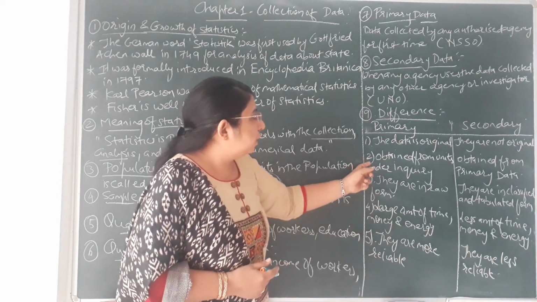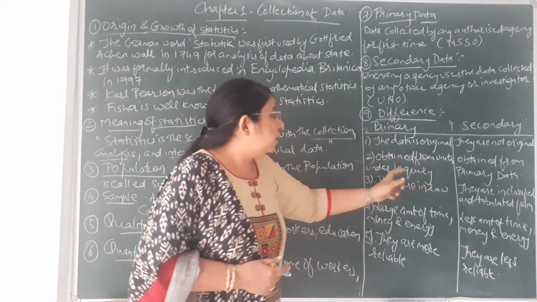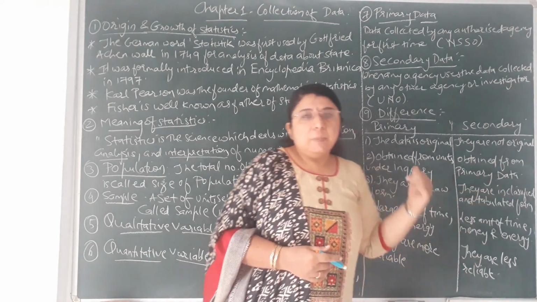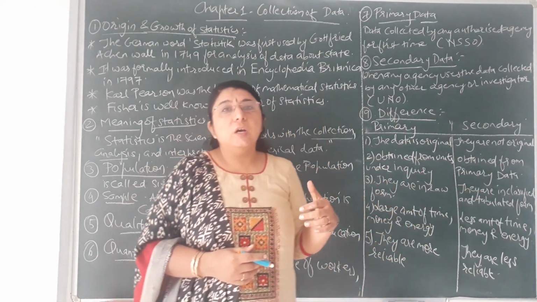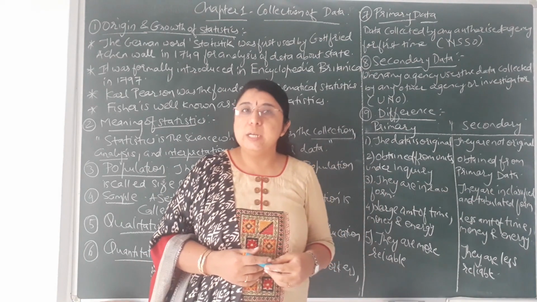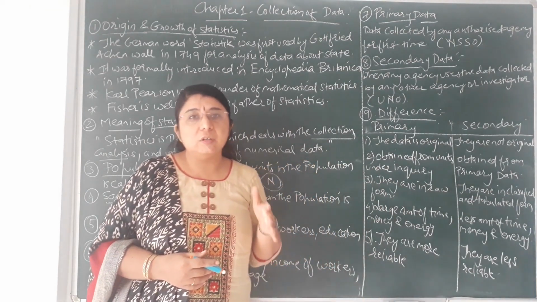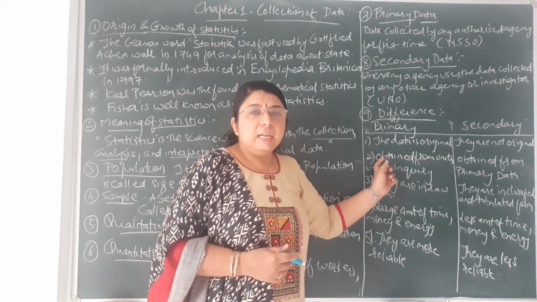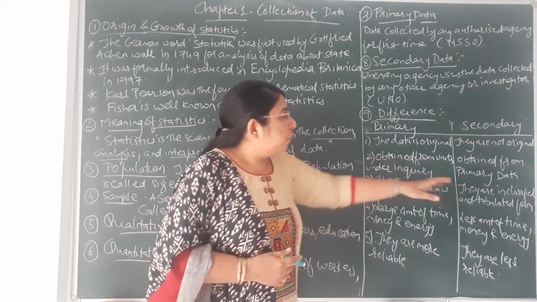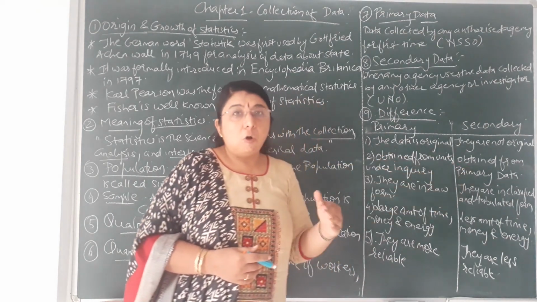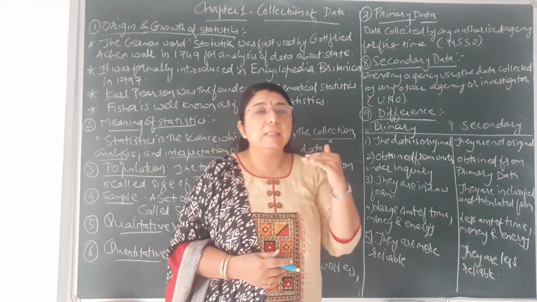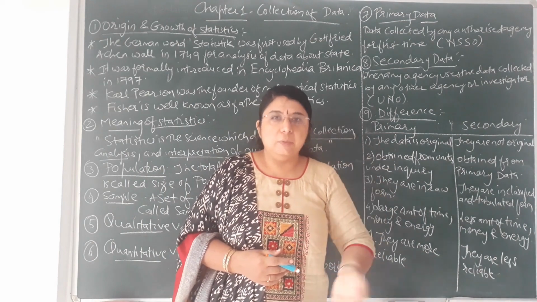The second point, that is, obtained from units under inquiry. Primary data are obtained from the units from which the inquiry is to be done. It means the main source from which the data is to be collected. From there only the data is collected in primary data. But in case of secondary data, they are not obtained from the direct sources, but indirectly obtained from the primary sources.